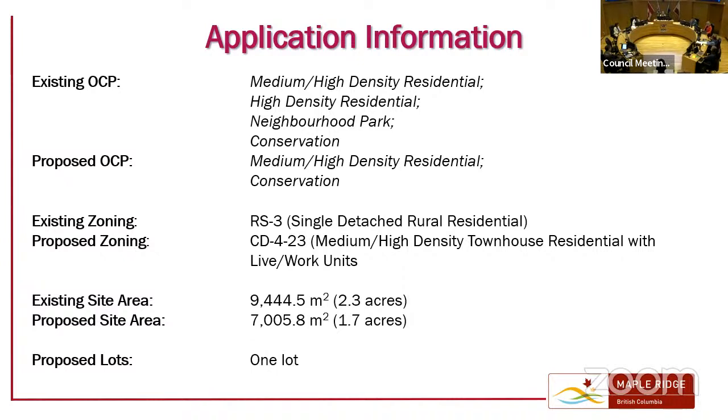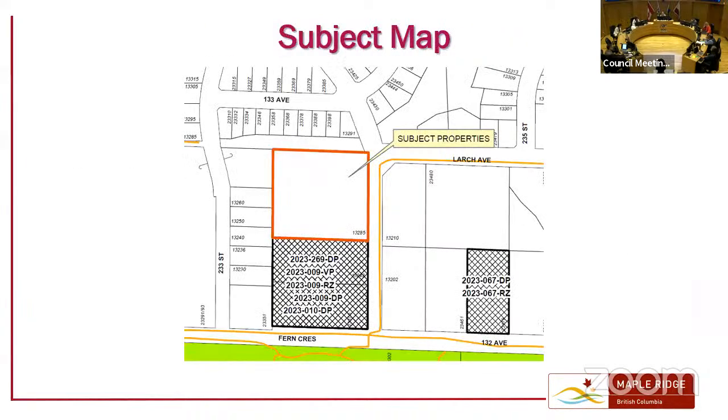The existing zoning is RS3, single detached rural residential, and the proposed zoning is a proposed zone CD 423, medium high density townhouse residential with live work units. The existing site area is 2.3 acres and the proposed site area will be 1.7 acres, and it just involves one lot. The subject property is shown on the screen. To the south, there's also a proposed development in stream for a mixed-use commercial residential building.